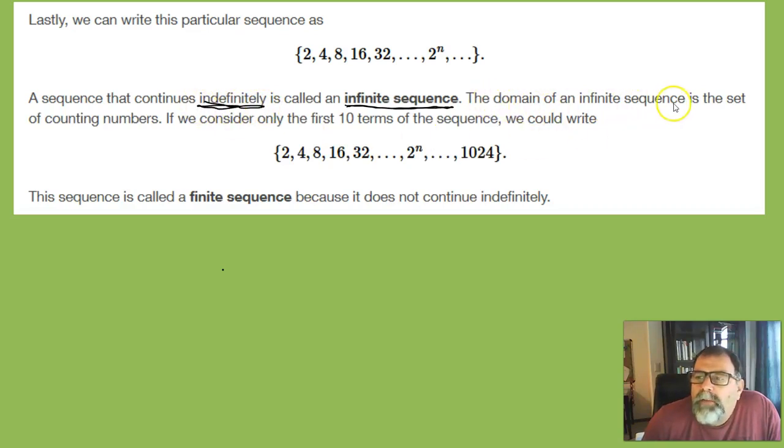The domain of an infinite sequence is the set of counting numbers. Remember, that's important. The input values are just 1, 2, 3, 4, and so on to infinity. If we consider only the first 10 terms of the sequence, so you stop at the 10th term, this is called finite. So infinite goes on forever, finite stops. There's a fixed number of them.